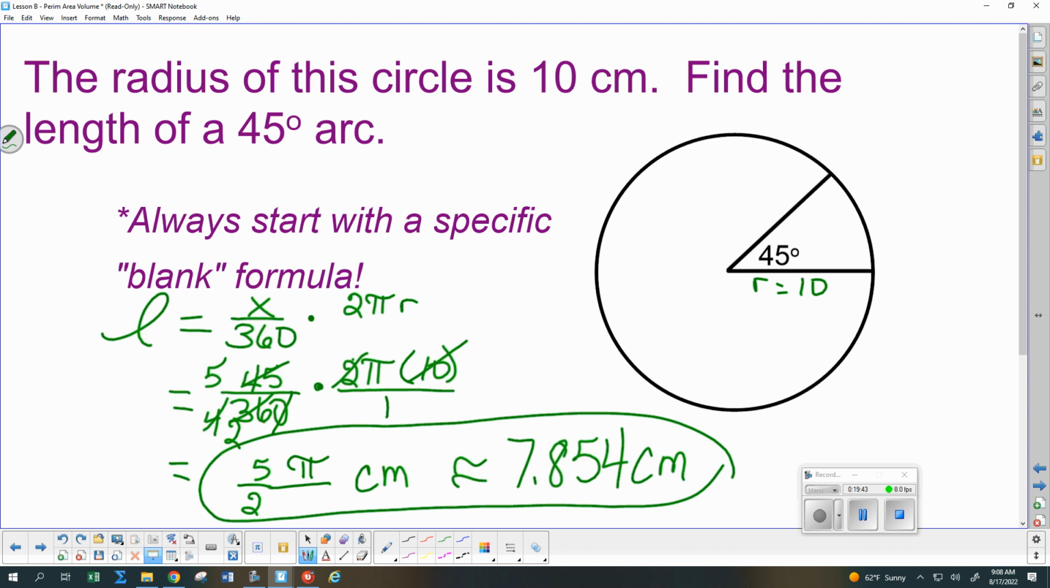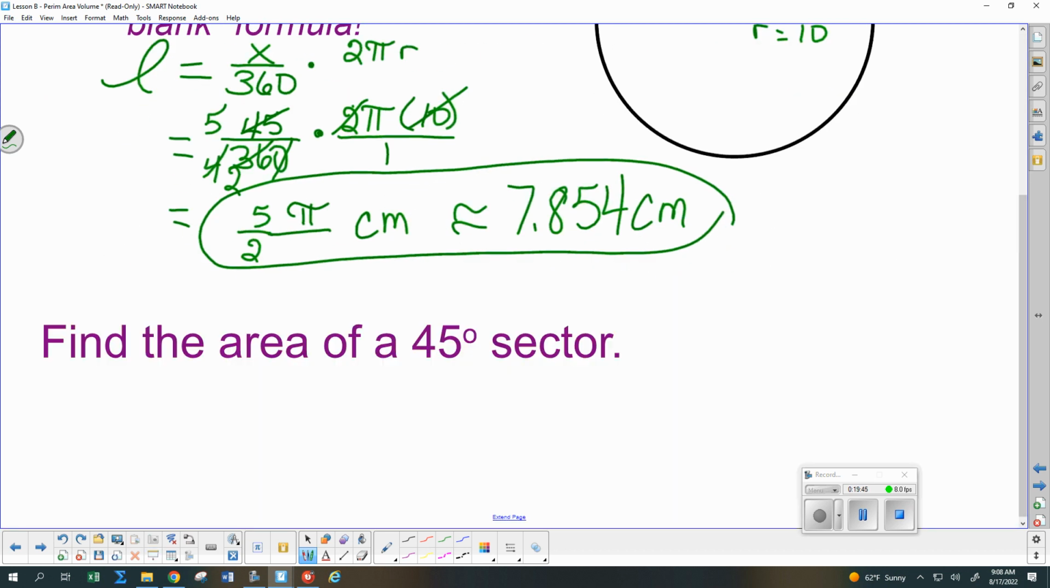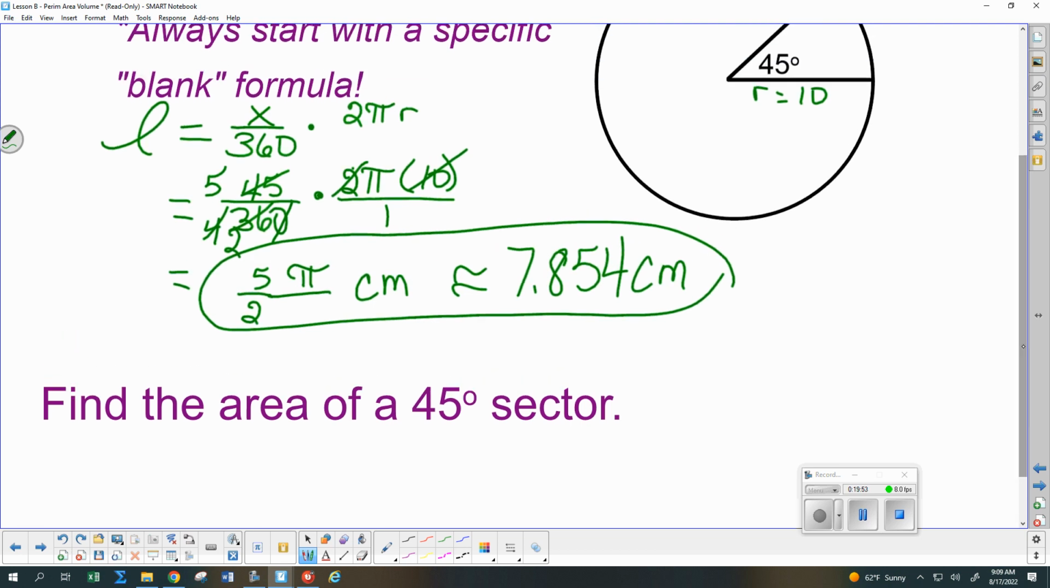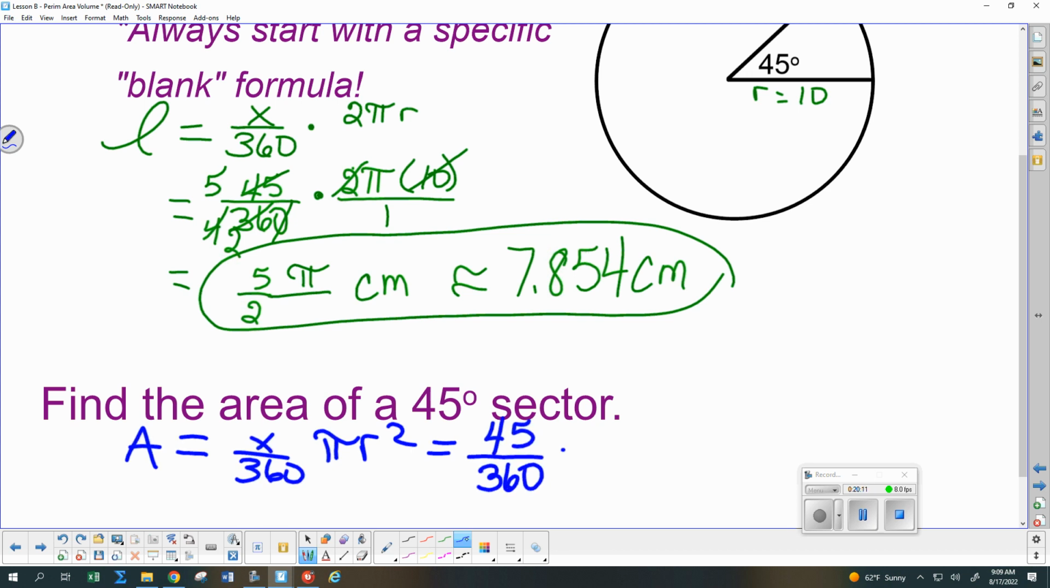Okay, let's now do same picture, but let's find the area of the sector. So we start with area is x over 360 pi r squared. The x is still 45. And the radius is still 10.